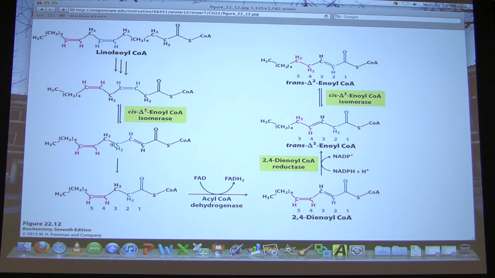Actually, I said that wrong. I did say that wrong, didn't I? So this is, that's not in the trans. That should be in the cis, right? So it's still wrong. I just noticed that, okay? So in the 7th edition of the book, they didn't correct that error. This one is in the cis because a 3,4 in the cis is what's needed for this enzyme. And they're showing it in the trans, okay? So actually, the 7th edition is wrong, as well as the 6th edition, all right?